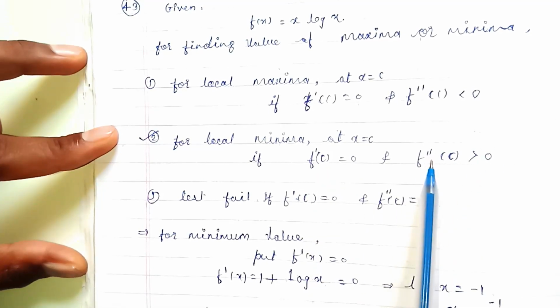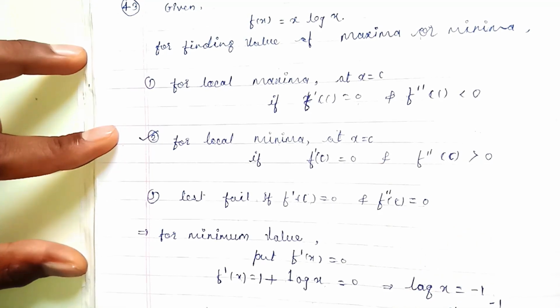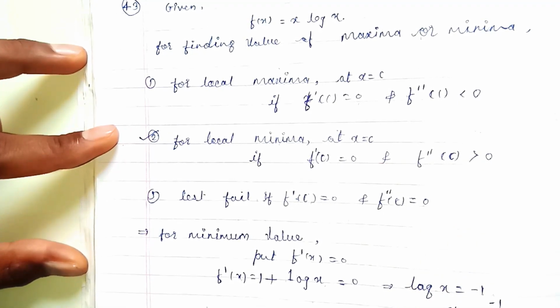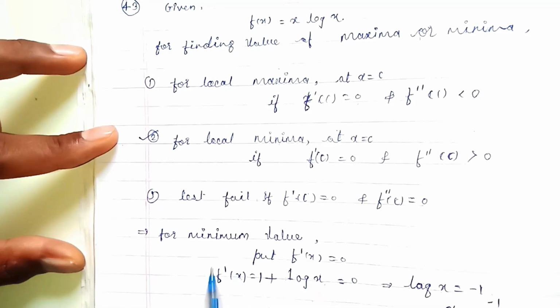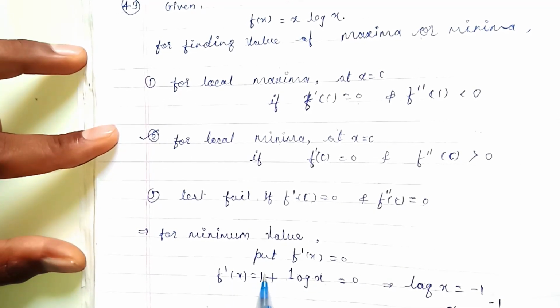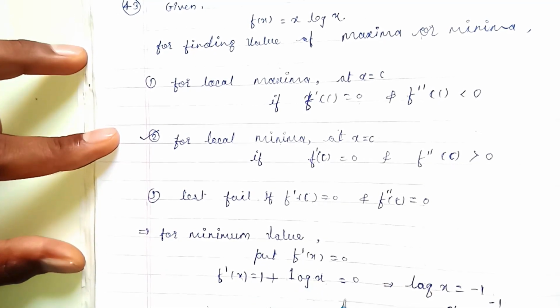Now apply the second condition, f double dash of c strictly bigger than 0. Now check whether it is bigger than 0 or not. So we have to substitute x equal to e to the power minus 1 in our result. First of all, find f double dash of x. So f dash of x is 1 plus log x, and f double dash of x: the differentiation of 1 with respect to x is 0, no need to write it. Log x has the differentiation 1 upon x.